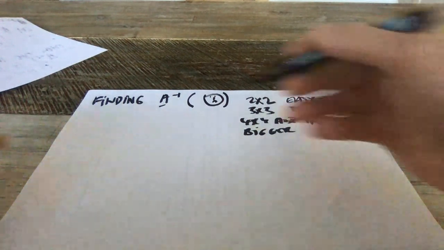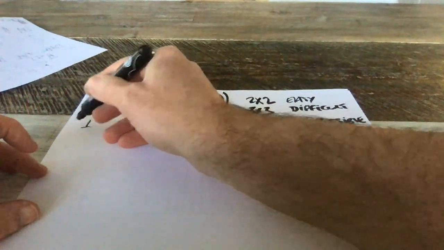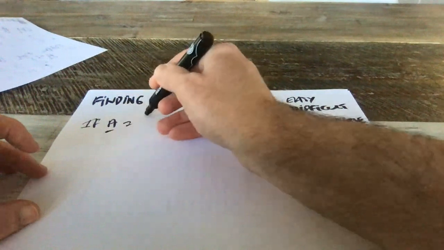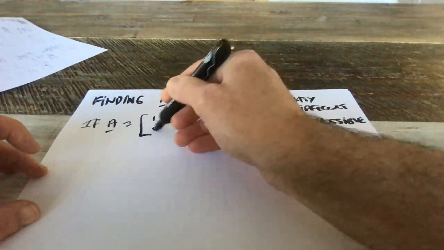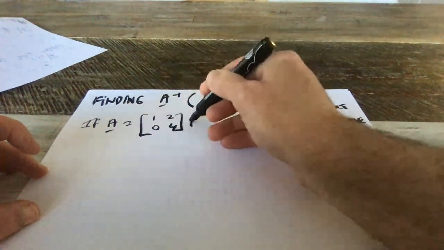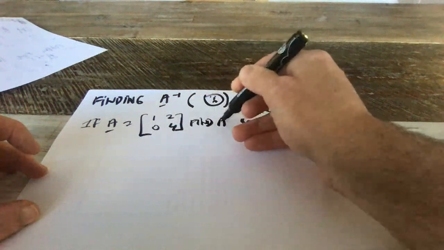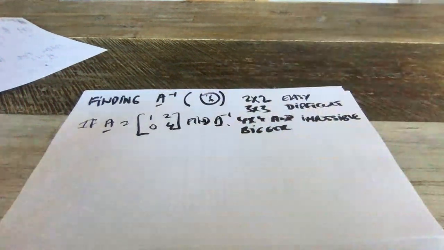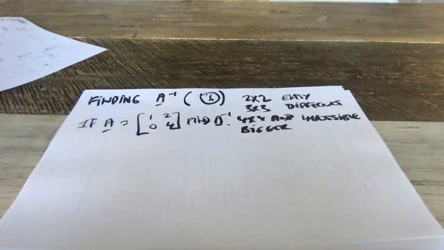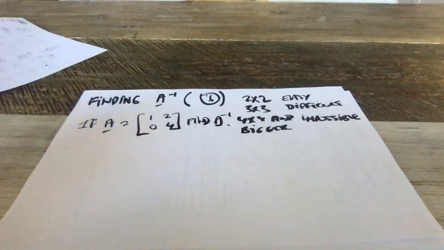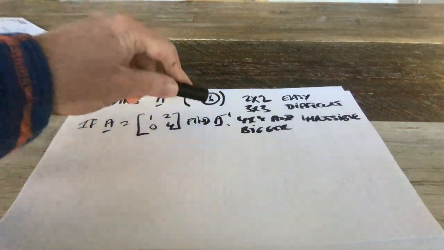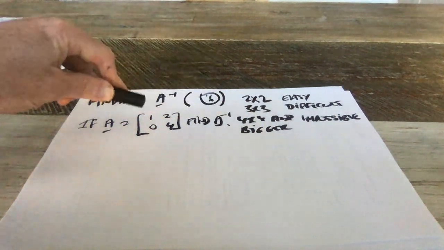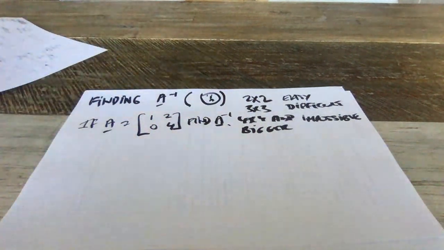Okay, so let's do an example. As I say, 2 by 2 matrices are easy. If A is 1, 2, 0, 4, find A inverse. So you've got a 2 by 2 matrix A, and you have to find the inverse of A. The inverse of A is always the same size as the matrix you start with. So A inverse is going to be a 2 by 2 matrix.